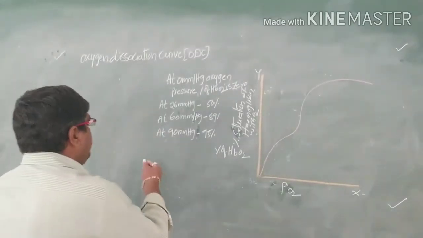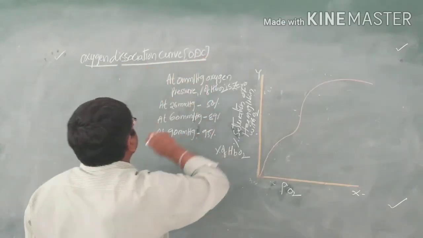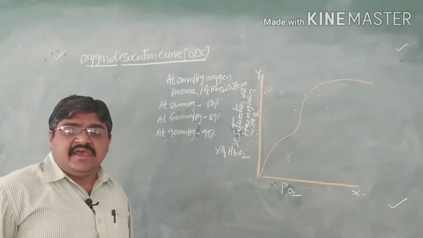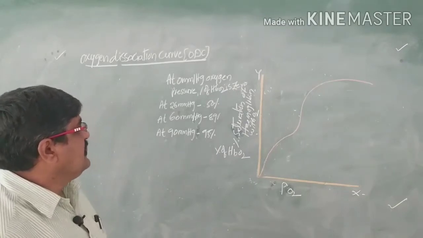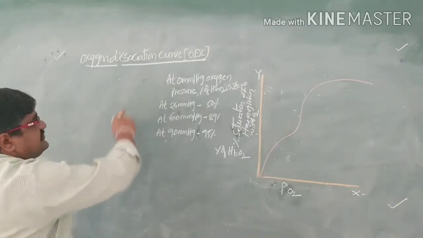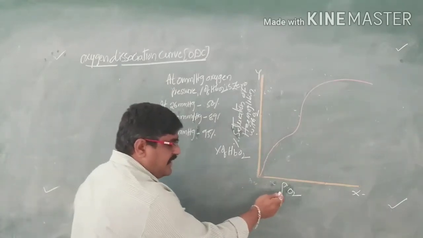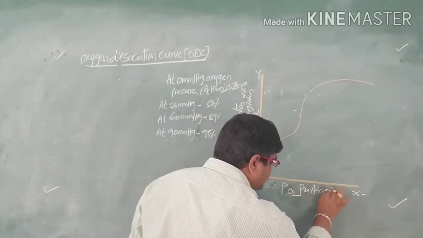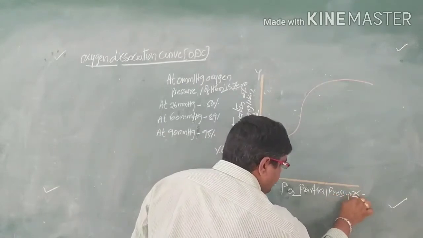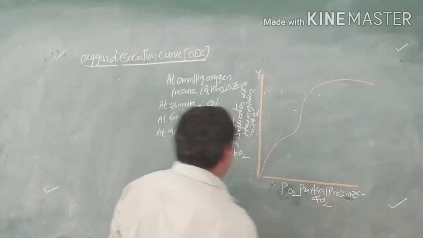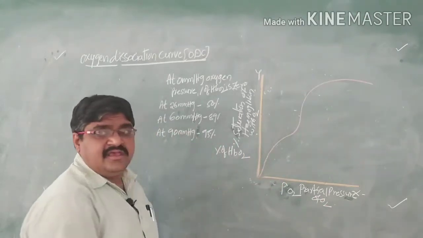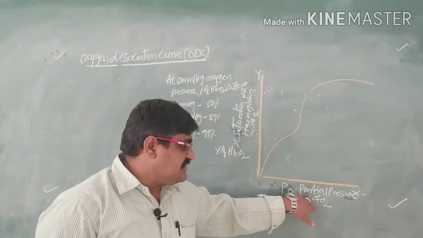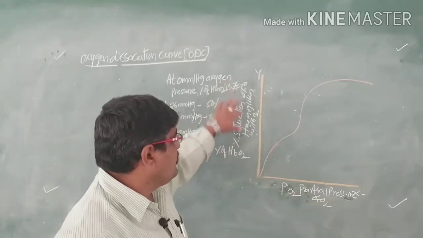Now coming to the oxygen dissociation curve, simply called ODC. The oxygen dissociation curve depends on the partial pressure of oxygen. The graph shows the curve mainly by 2 factors: one is the partial pressure of oxygen and the other is the saturation of hemoglobin with oxygen.